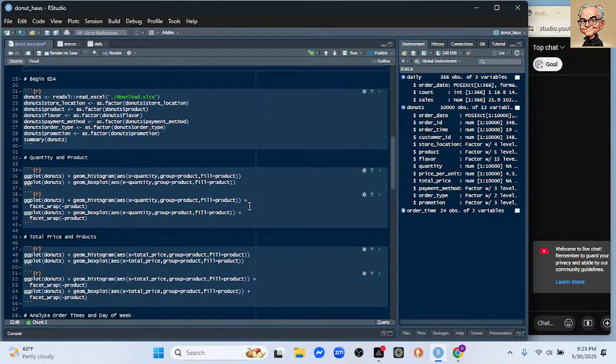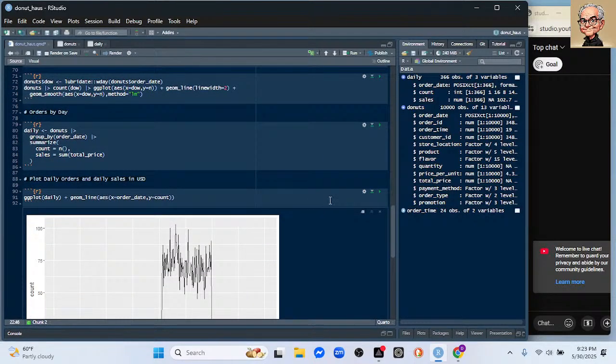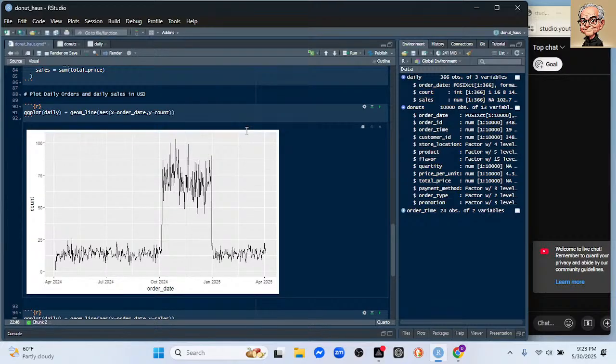Okay. Let's take a look at daily. Well, unfortunately, I don't see any difference. Okay, I'm still seeing this huge spike here, so I'm not really sure what to do about that. Possibly look at it by month or something like that.